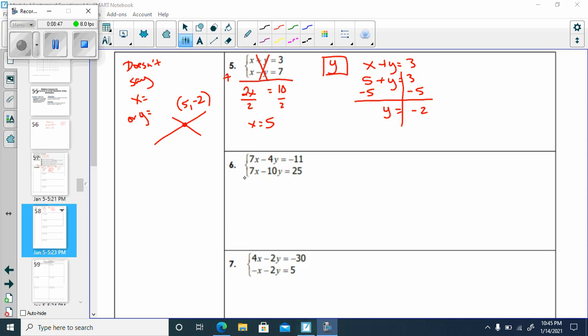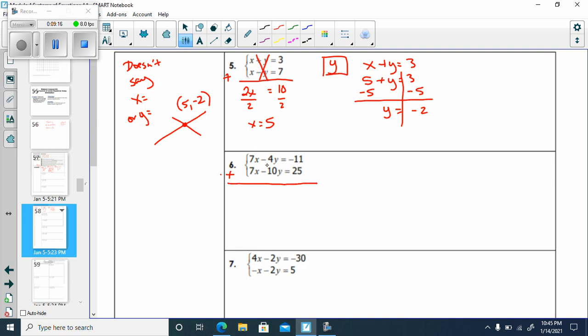Now let's look at number 6. Okay? Remember, you're adding the two equations. Neither one of these say x is equal to or y is equal to, so I can't use substitution. That means I'm going to try to use elimination. I want to get rid of one of these variables. Make sure they're lined up. The x's are over each other, the y's are over each other, the equal signs are over each other, the numbers are over each other.